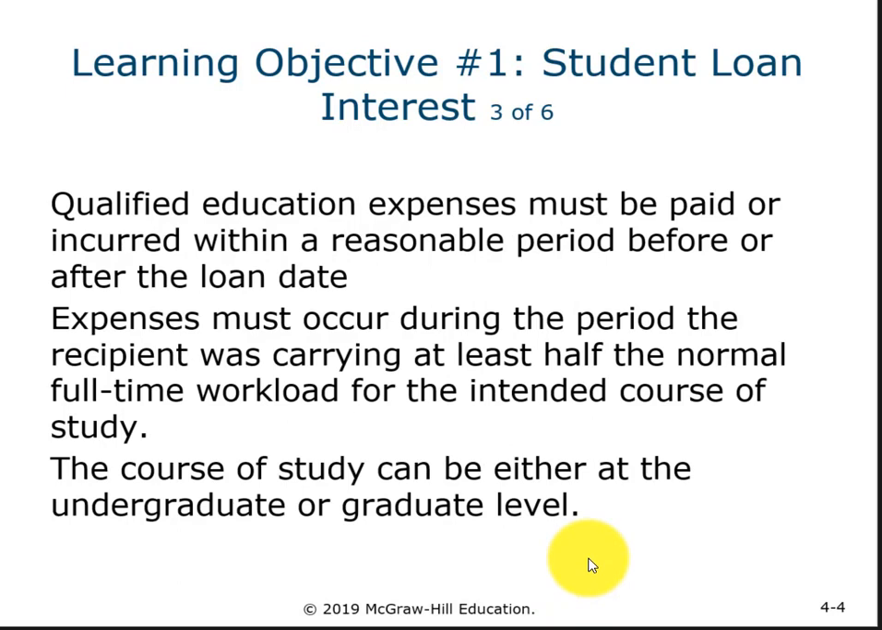So it has to be within a reasonable period before or after the loan date. Okay, and then it has to happen while you're carrying at least half the normal full-time workload. Okay, so basically eligible for financial aid. It doesn't matter what level. It can be undergraduate or graduate level.